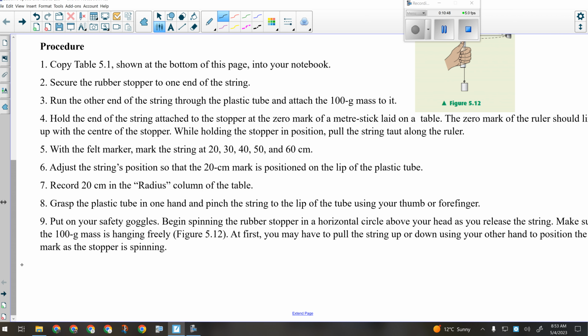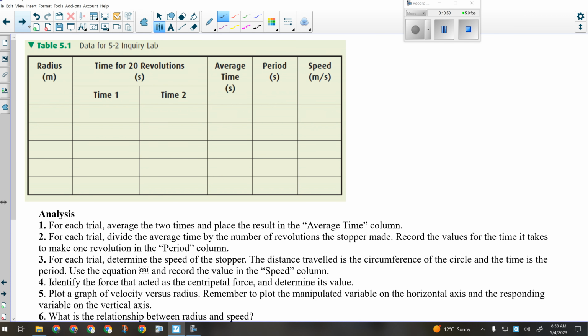Okay, and you're going to obviously spin it around. Safety goggles, I'll go get them. Okay, 100-gram mass. So you're going to have your radii here, and you're going to time it twice for each radius, and then you're going to average the 2 times, just for accuracy's sake, because there's a lot of judgment and human limitations in this.